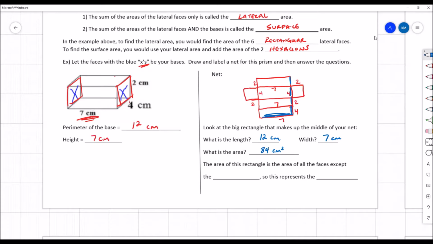The area of the rectangle is the area of all the faces except for the bases. So this represents the lateral area, the area of all the lateral sides, or lateral faces. Should have said that there.